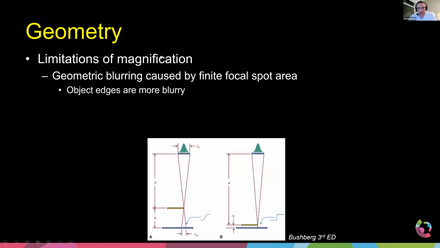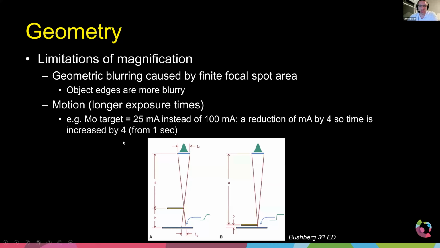So what are the limitations of magnification? Well, we talked about this a while ago, but the closer an object is to the detector, the sharper or crisper the edges are. The farther away from the detector, because our focal spots are finite, not infinitely small, we will get some geometric blurring, which causes the edges of our objects to be a little bit less sharp, less crisp. So that is an issue. But you'll be able to see much smaller objects, so it somewhat balances itself.